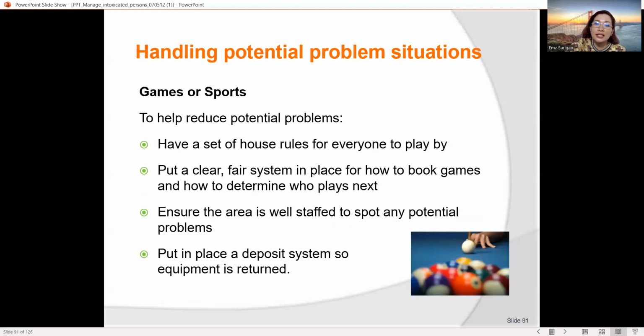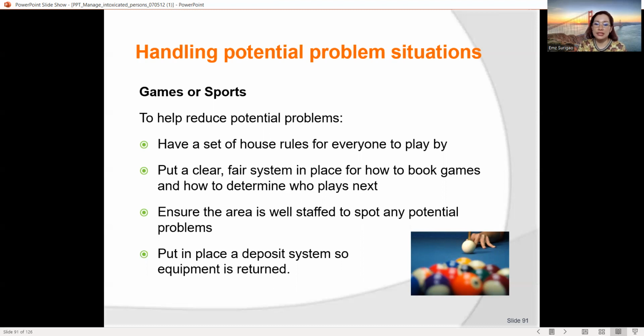Handling potential problem situations in games or sports, to help reduce problems or potential problems: put a clear, fair system in place. The first one, have a set of house rules for everyone to play by. So you need to check it, so everyone can play by it.